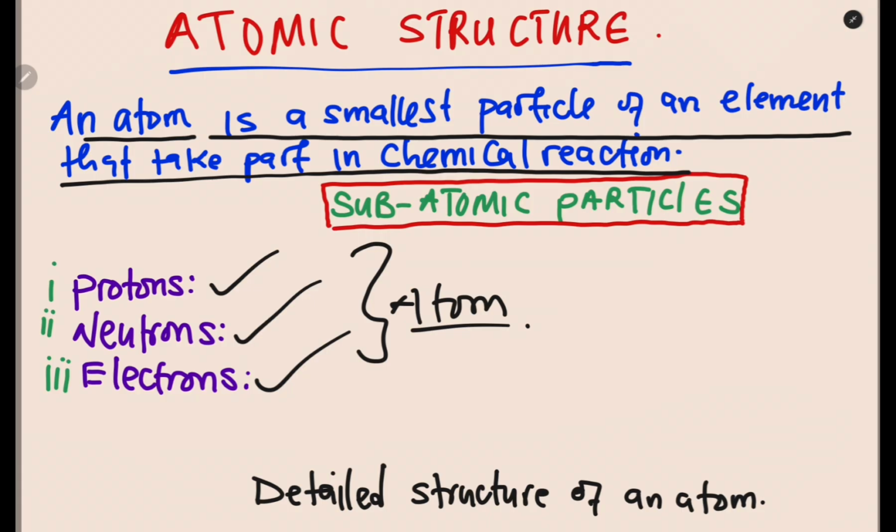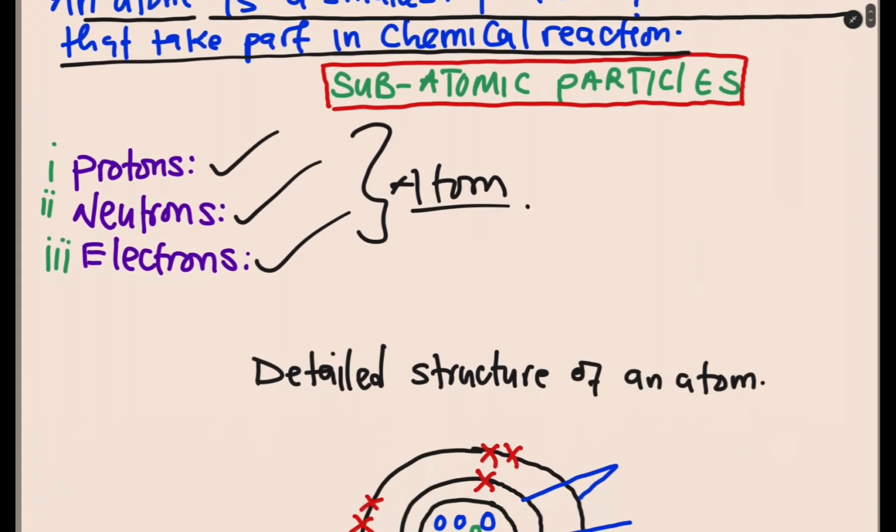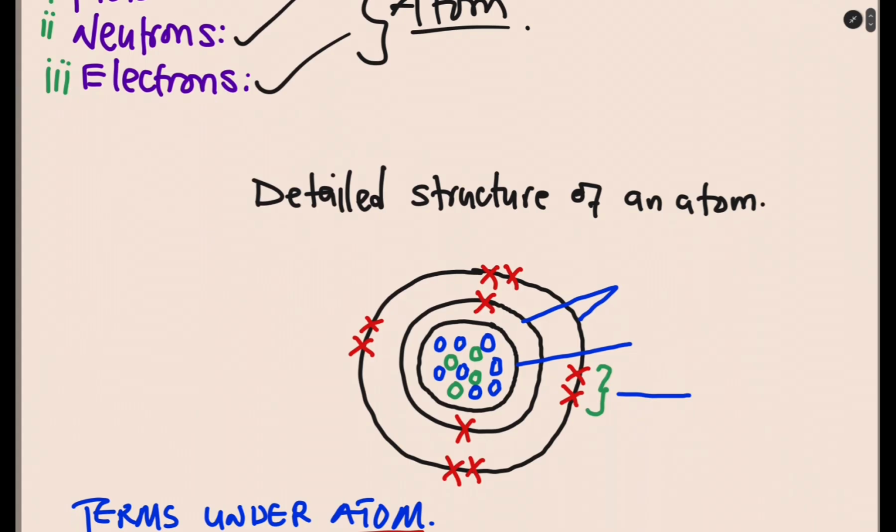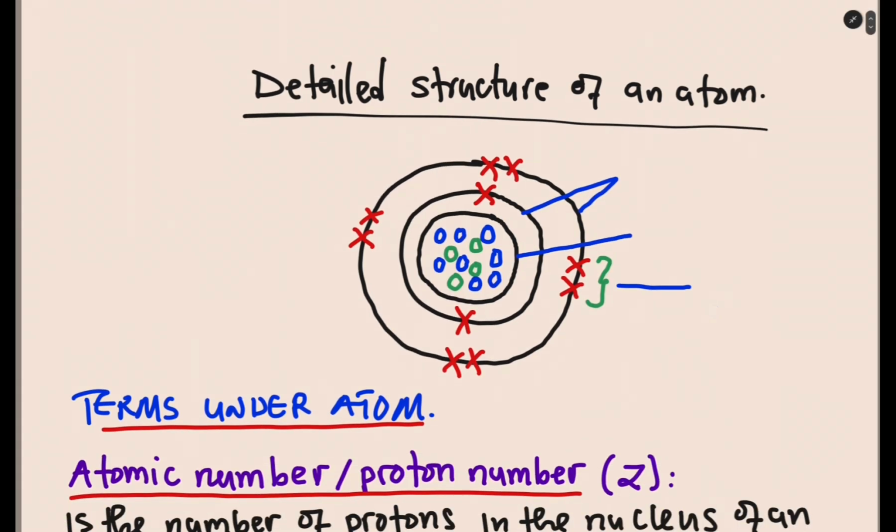All right, so let us now look at where these are found, or how they are positioned, in an atom. Like I said, this is just to give you basic information, a start in chemistry, but enough for the exams if you are doing secondary education or high school level. So this is the detailed structure of an atom. Now let us label this diagram.